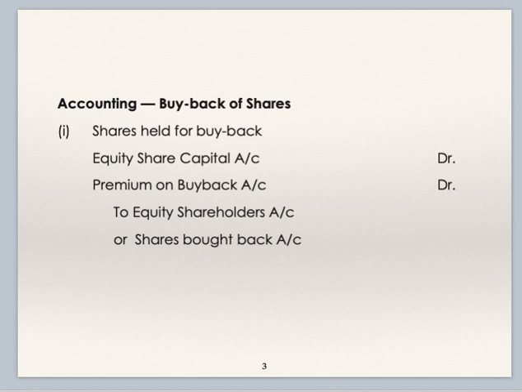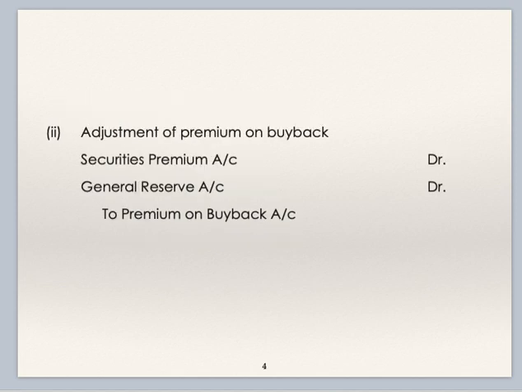If shares are bought back at par, then the journal entry is equity share capital account debit to equity shareholders or shares bought back account. But if these shares are bought back at premium, then the journal entry is equity share capital account debit, premium on buyback account debit to equity shareholders account or to shares bought back account. It is necessary to adjust premium on buyback.